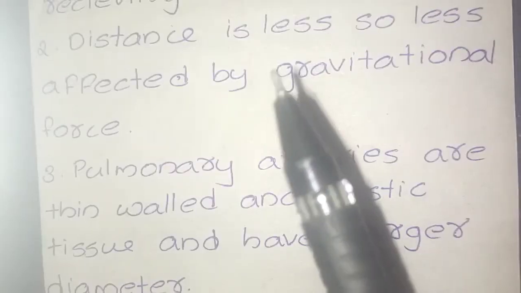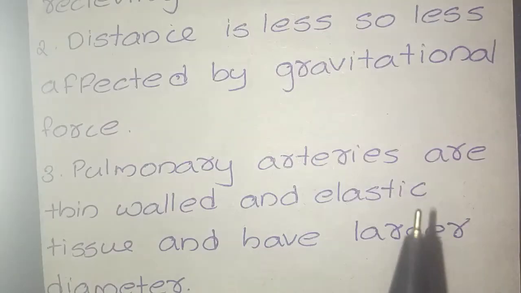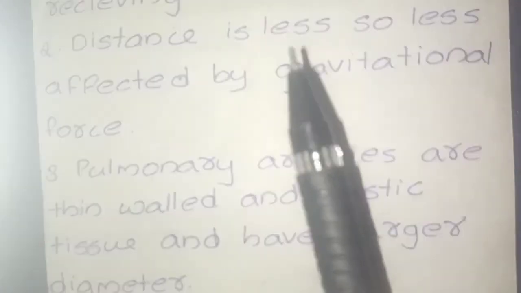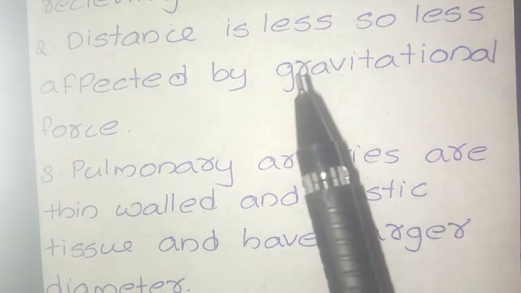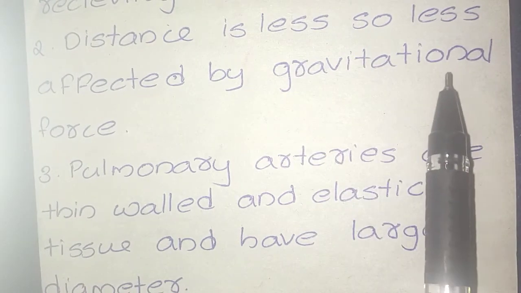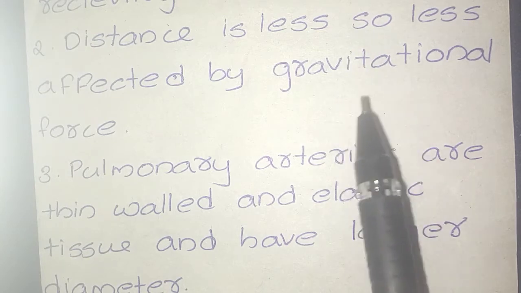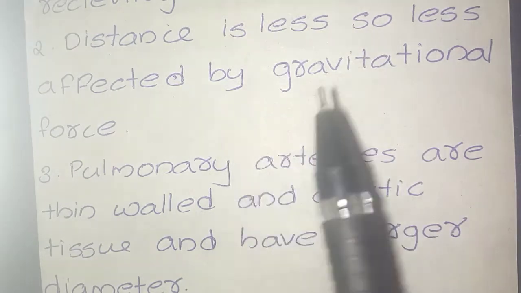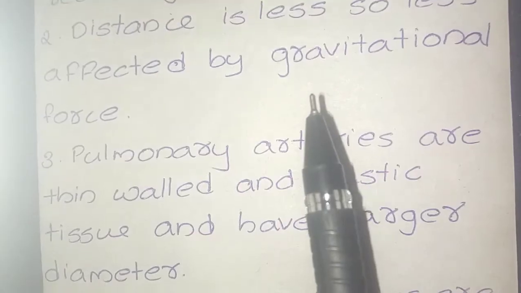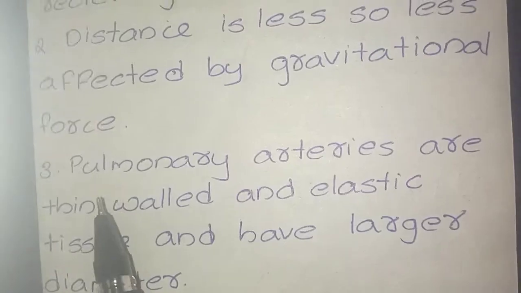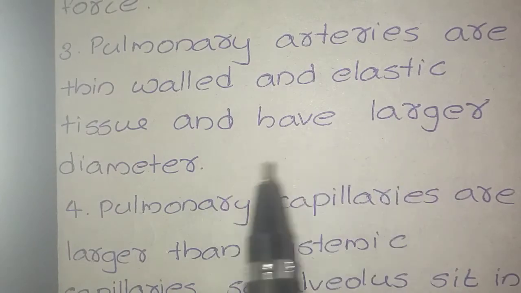In systemic circulation we know that from the heart to the limbs, all these are affected by the gravitational force. We already know about it, but the pulmonary circulation is less affected by the gravitational force, because the heart and the lungs are situated very close to each other, so the distance traveled is less, so it is less affected by the gravitational force. And the pulmonary arteries are thin walled with elastic tissue and have a larger diameter.